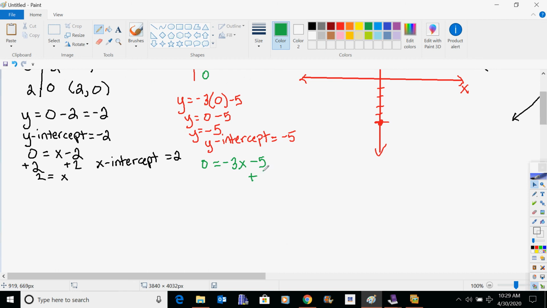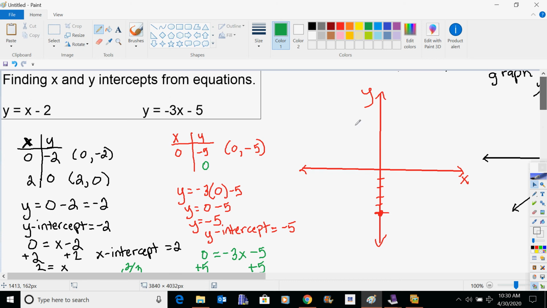I need a little more space, so I can do this. I'm going to add 5 to both sides. And so I have negative 3x equals 5. I can then divide both sides by negative 3. So x equals negative 1 and 2/3. And what I have found here is my x-intercept. This was negative 1 and 2/3.